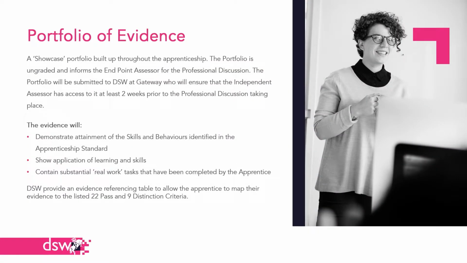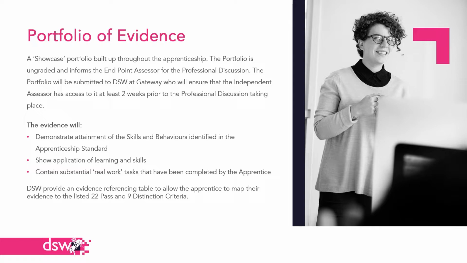Portfolio of evidence. The portfolio is built up throughout the on-programme period and needs to be submitted at Gateway. You can either upload it to EPA Pro as a zip folder, or you can provide us with a link to your ePortfolio platform. In the portfolio, we're looking for a blend of evidence, and although it's completely unassessed, it's really important that the apprentice puts in as much as they possibly can in terms of demonstrating their competence with their best pieces of evidence.